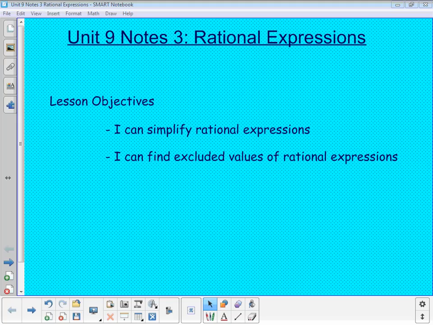This is Miss Johnson, and I am here to bring you your notes video for Unit 9 Notes 3, which is on rational expressions. Our objectives today are: I can simplify rational expressions, and I can find excluded values of rational expressions. So let's first start out by defining what a rational expression is.